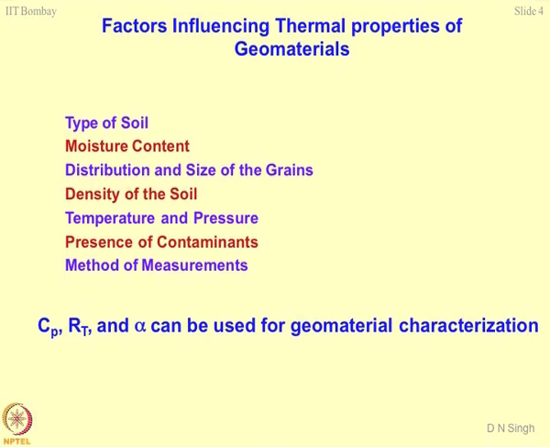Let's talk about the factors which influence the thermal properties of geomaterials. The first one is, of course, the type of soil. Whether the soil is a clay type of soil, a sandy type of soil, whether it is a rock material or a mixture or combination of the two, whether it is saturated or not. So moisture content becomes very important. What's your intuitive feeling? If moisture content is more, should resistivity be more or less? That's right. Why?